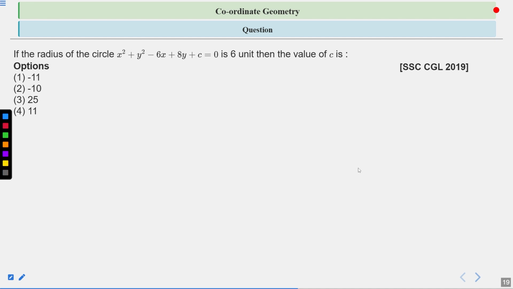If the radius of the circle x square plus y square minus 6x plus 8y plus c equals to 0 is 6 unit, then the value of c is, and this question was asked in the SSC CGL exam in 2019. There are four options. First one is minus 11, second is minus 10, third one is 25 and fourth one is 11. Now you have 10 seconds to solve this question. Your time starts now.